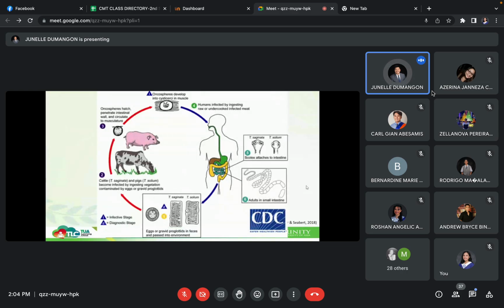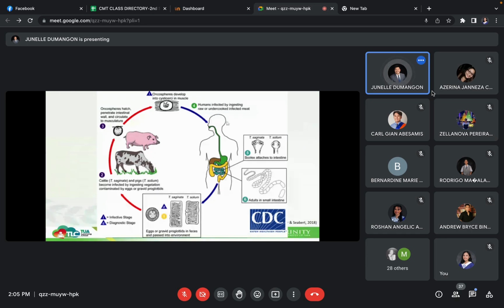So, when you get to your third year, you will encounter lots and lots of life cycles which look like this. So here, we can see that the human is the host. It is the one that develops the disease. And what is that agent that causes the disease? It is a tapeworm. It is a tapeworm that lives inside our small intestine. And the name of the tapeworm is T. saginata and T. solium.